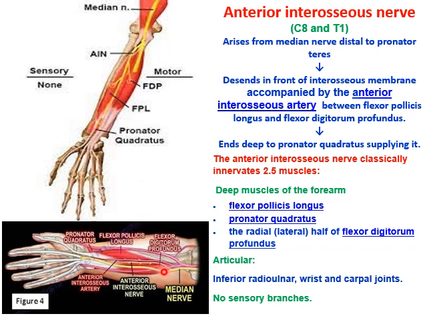So as it descends down here, you can see very clearly the anterior interosseous nerve is resting over the interosseous membrane, which courses between the flexor pollicis longus and the flexor digitorum profundus, accompanied by the anterior interosseous artery. It also gives the articular branches to the inferior radio-ulnar joint, the wrist joint, and the carpal joints. There are no sensory branches that are given from the anterior interosseous nerve.